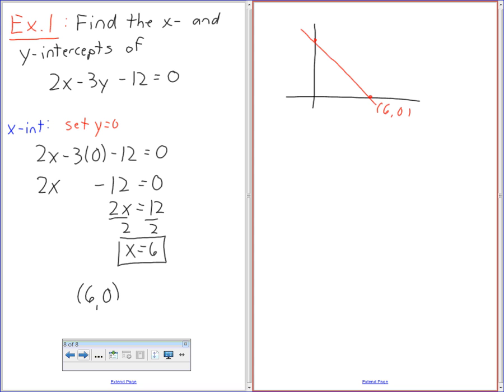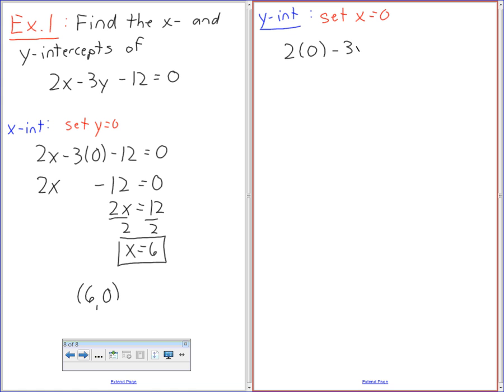So there's 6, 0 over there. Now I have to find the y-intercept right here. Other than Bailey, since I know she knows this, Hayden, go. How do you get the y-intercept? Set x equals 0. Good. So that's going to be 2 times 0, negative 3y minus 12 equals 0.